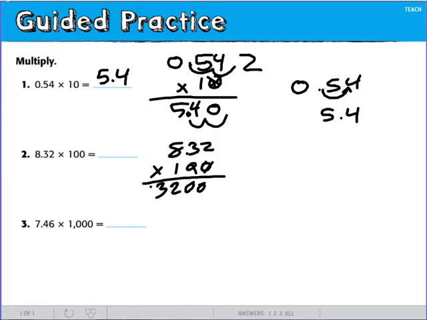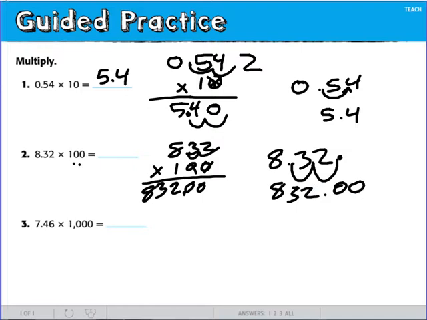1 times 2 is 2, 1 times 3 is 3, 1 times 8 is 8. I have 2 decimal places. So my answer is what? What's my answer? 832. So, we can solve it the same way by starting off with 8 32/100. How many zeros do I have? So how many places do I move my decimal? 1, 2. So I have 832. Alright. We don't need the zeros after the decimal. We can just put 832.